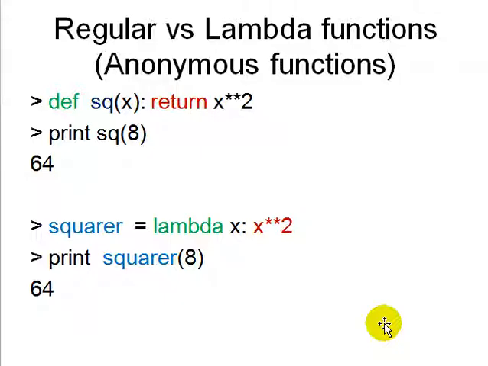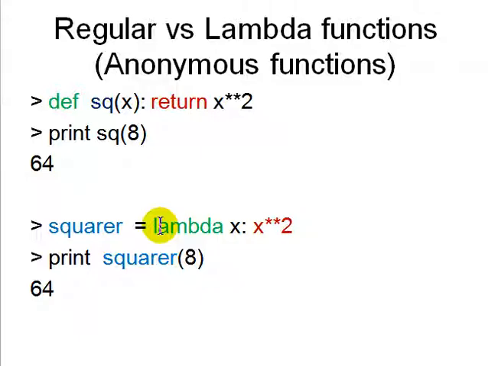And now let's look at lambda functions. They're also known as anonymous functions. That means functions without names. You can call them by just directly defining them at the time of call. Regular functions have names. So you define a function called square, square x, whose input is x and returns x raised to the power 2. Then you say print sq(8), you call it. So it prints 8 raised to 2, which is 64.